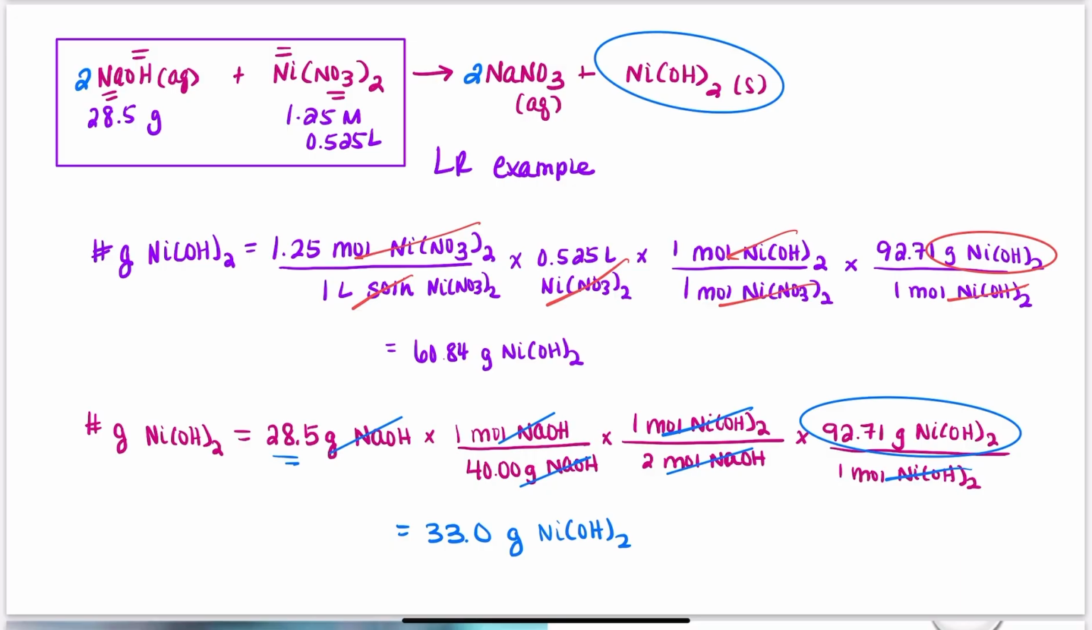So 3 sig figs here, 3 sig figs in final answer, 3 sig figs here and here, 3 sig figs in my final answer. But now what I'm looking at is these two numbers here. These are the two possible answers. So this is another way you can do limiting reactant examples. You look at these two numbers and you say, which one is smaller? The one that's smaller is the most that can be produced.